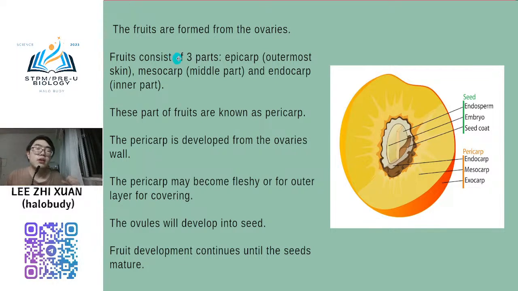And then the fruit normally consists of 3 parts: epicarp, mesocarp, and also endocarp. So you see this structure. You already form the seed here, and once the seed is well developed, it will form the fruit. So the pericarp is the initial structure of the formation of the fruit. After the pericarp is formed, it will develop to form these 3 layers: epicarp, mesocarp, and endocarp. So the fruit development will continue until the seeds are mature. Fruit development is easier compared to seed development.